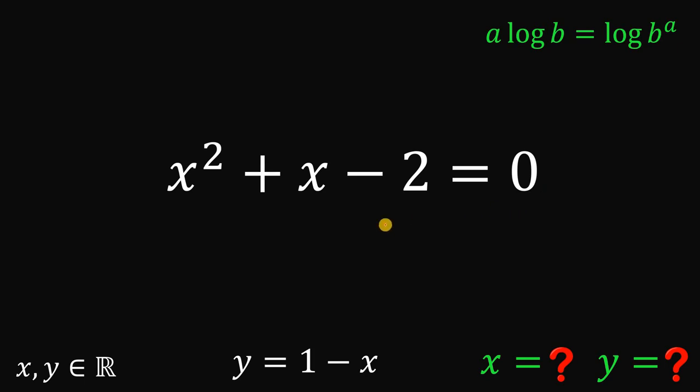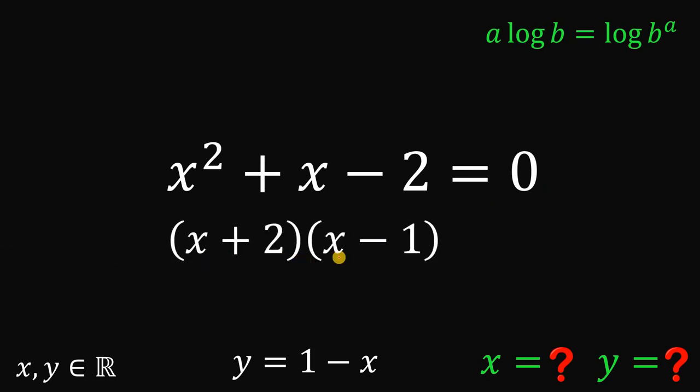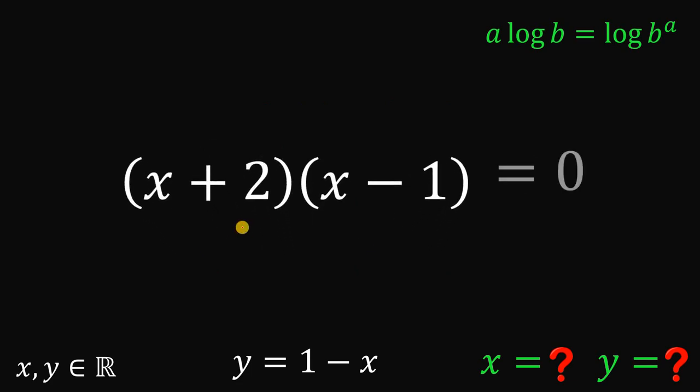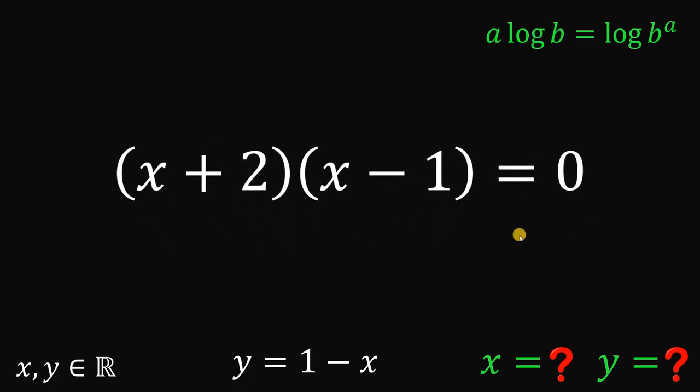And also take note that we can factor this as x plus 2 multiplied by x minus 1. Because 2 plus negative 1 will give us positive 1, the coefficient of x. And 2 times negative 1 will give us negative 2, which is the constant term. So, we can definitely factor this as x plus 2 multiplied by x minus 1. Now, let's solve for the value of x.